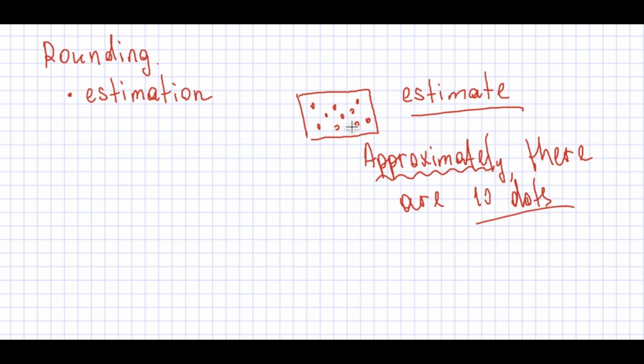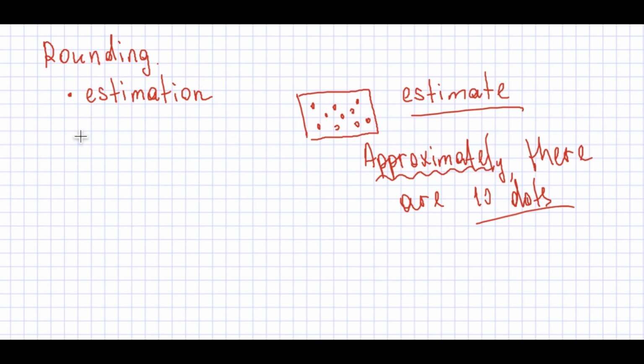So an estimate should be near to the real number. Like we cannot estimate and say that there are 1,000 dots or 500 dots or even 50 dots. Approximately we can estimate between 5, 10 or maybe 15.